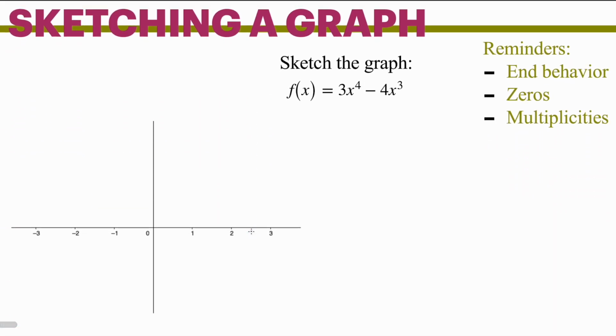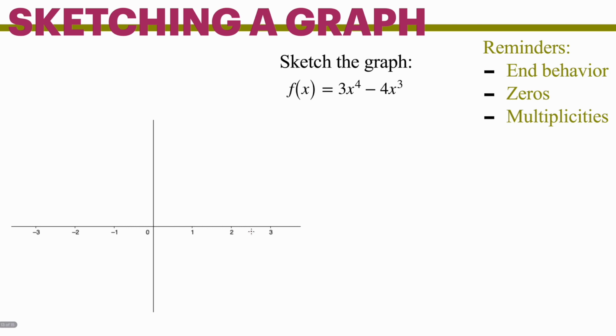So we are going to sketch this graph. So I'd like for you to pause the video, attempt to sketch this graph based off of what we know of our end behavior, zeros, and multiplicity, and then resume to see the answer.